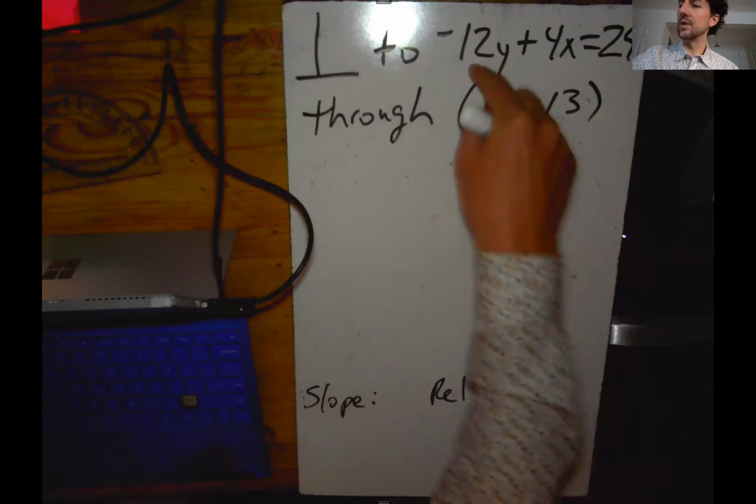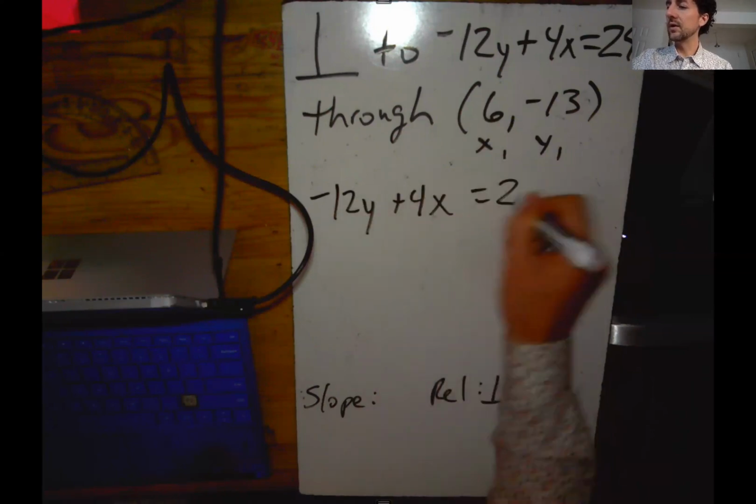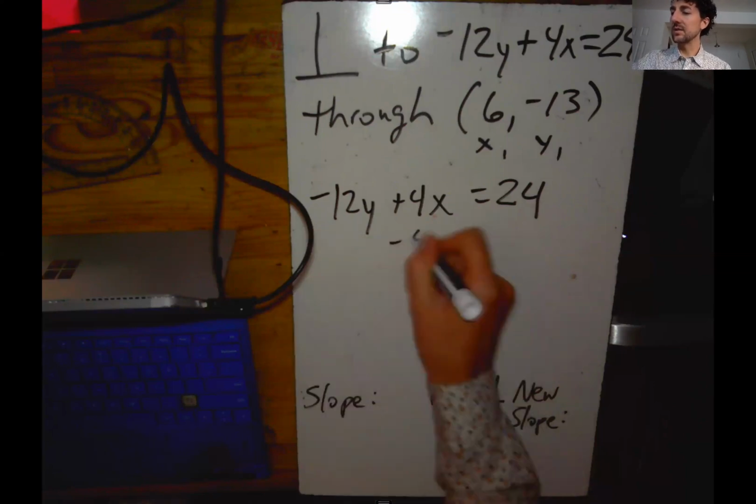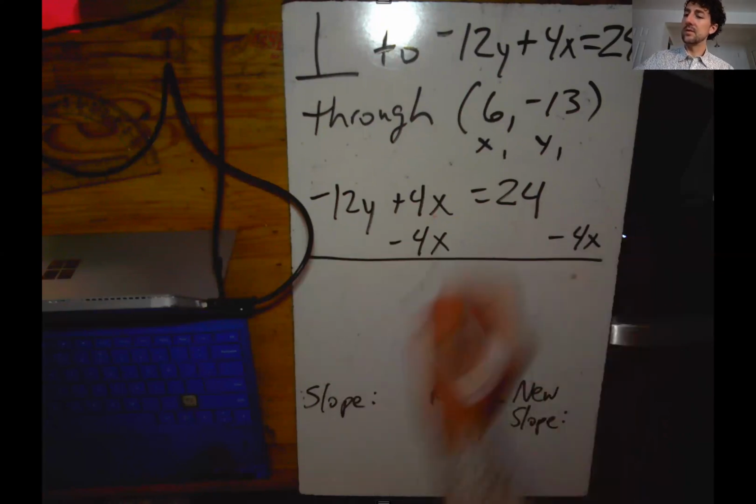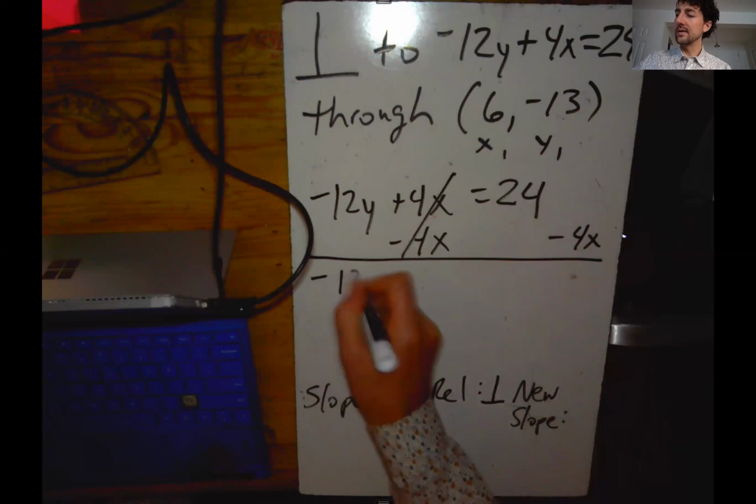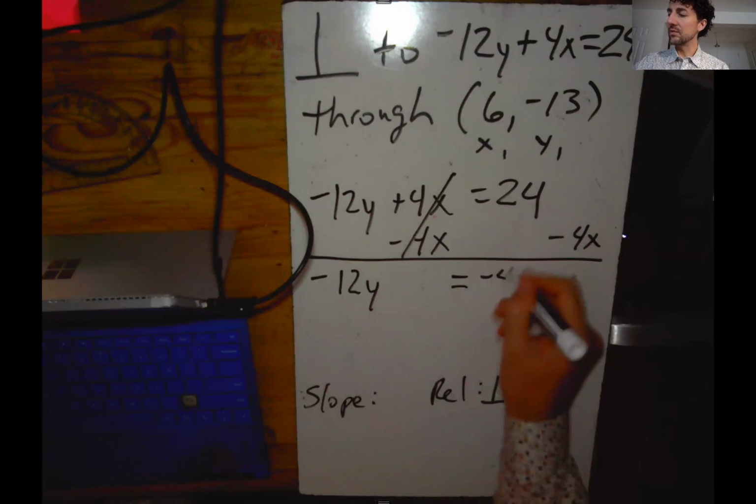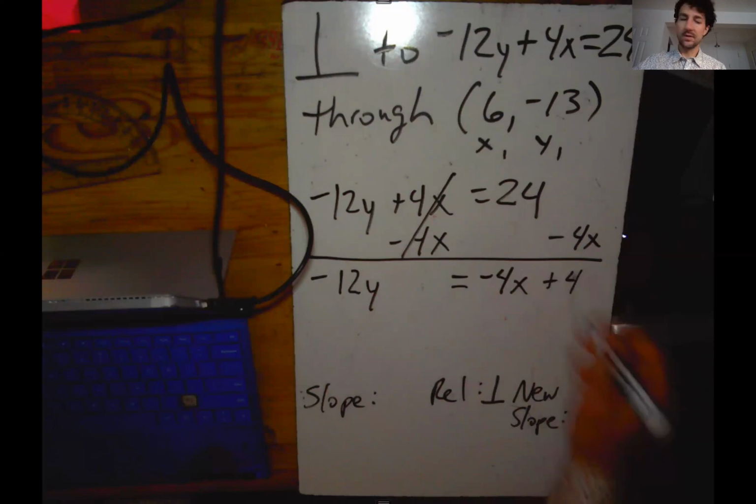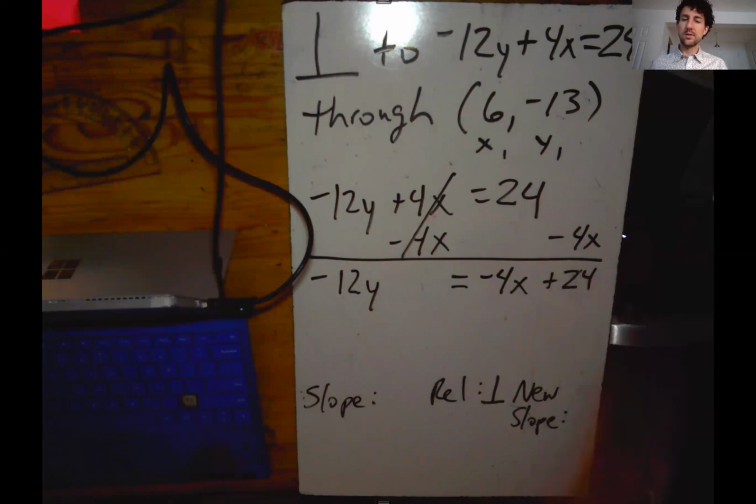So let's solve this equation for y. Negative 12y plus 4x equals 24. To isolate y, we need to isolate negative 12y, so we'll subtract 4x from both sides. So bring down negative 12y and say that is equal to, I'm going to put the negative 4x in front because that's how most of us are used to seeing it. Then this is positive 24, so plus 24. Okay, one more step to isolate y.